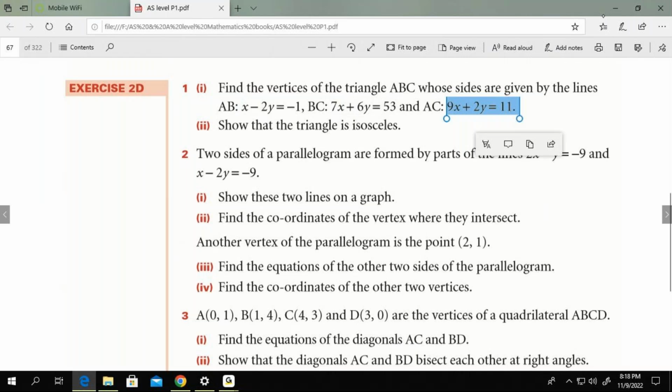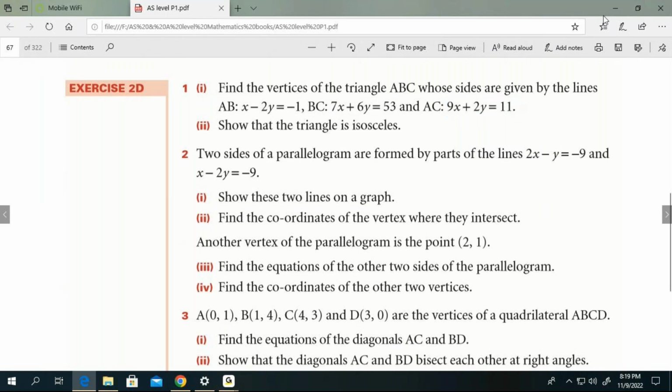We need to draw the graph of these three straight lines, and those three lines are going to intersect each other and give us a triangle. So we need to find the vertices of that triangle. By simultaneously solving these line equations, we are going to find the coordinates of A, B, C respectively. After that, we are going to show that the triangle is isosceles. Once we find all three vertices, then with the help of the distance formula, we are going to show that two of the distances are equal. In that way, the triangle is said to be isosceles. So we are going to do this question now.